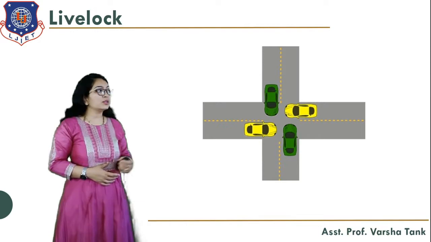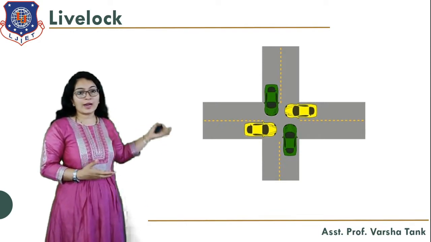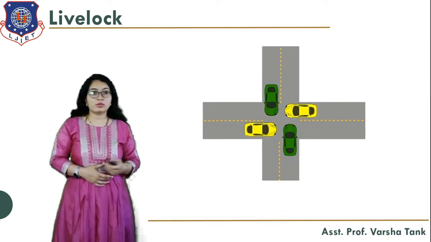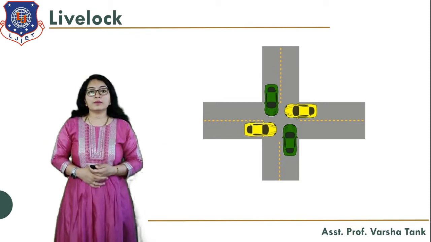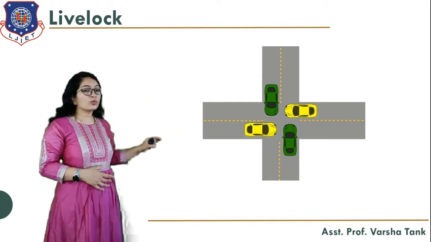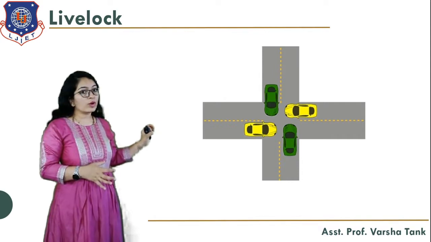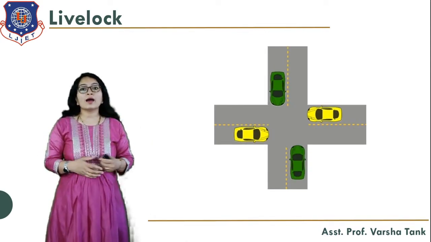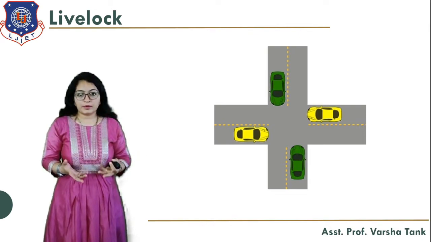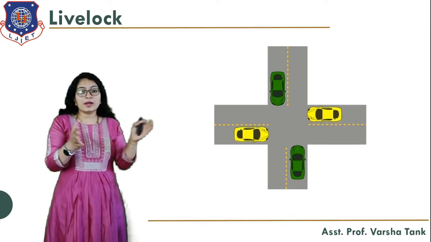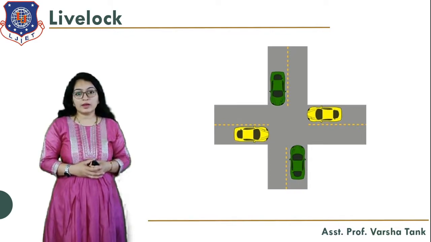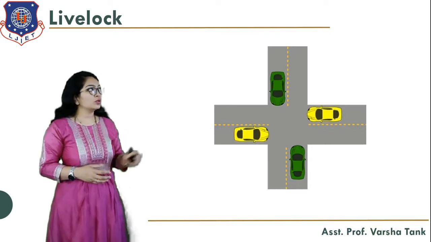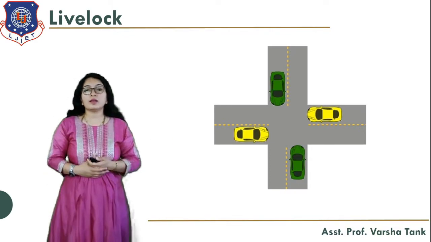So let's understand with this example. Suppose this is a deadlock, as we have seen in what is deadlock. So what will happen when we are going to release this deadlock? We just have to back up one car. But if all cars back up, what will happen? If all cars back up and again all cars come again, then again there is a deadlock. So this is the example of the livelock in real life.